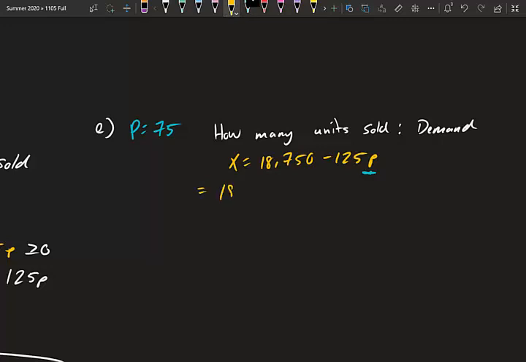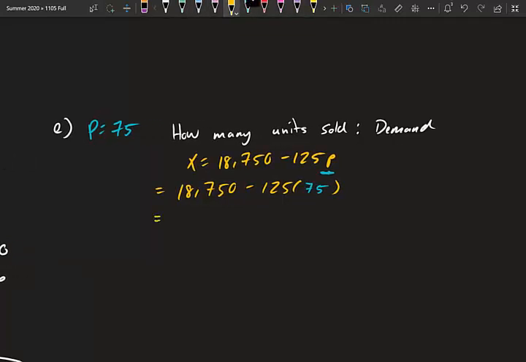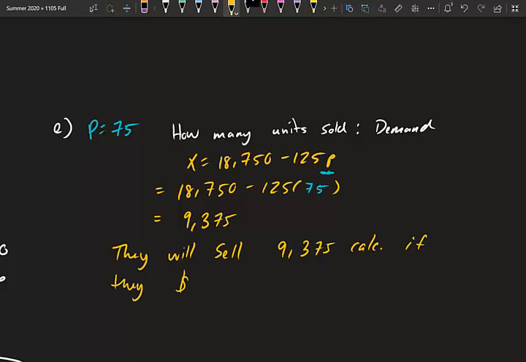So that's what we're going to do, is we want to know the demand if we charge $75. So we have 18,750 minus 125p, and our p is 75. Plug it in, and we get the demand of 9,375. So they will sell 9,375 calculators if they charge $75.